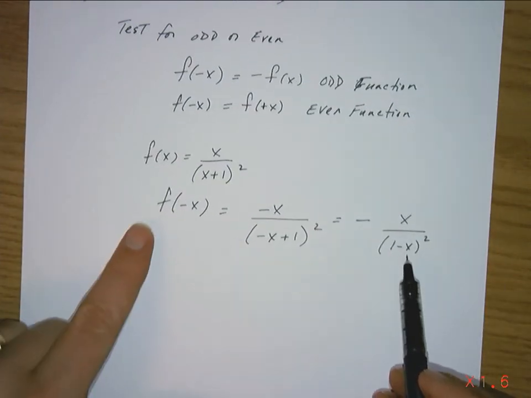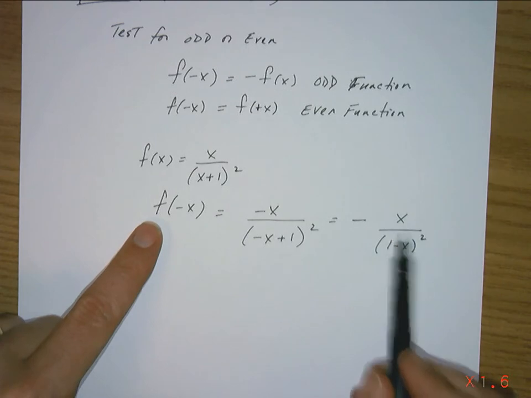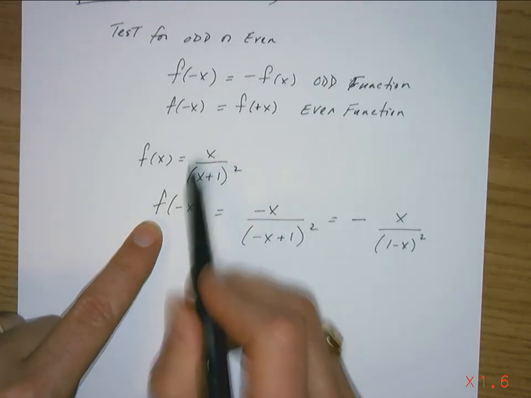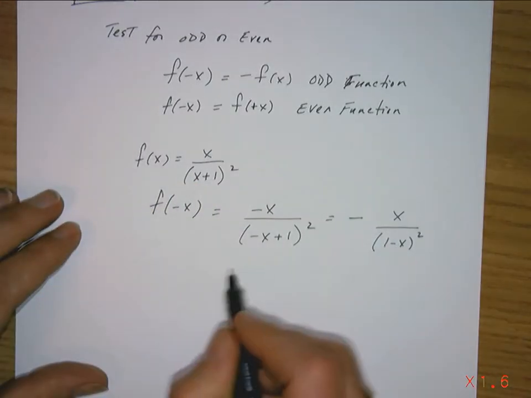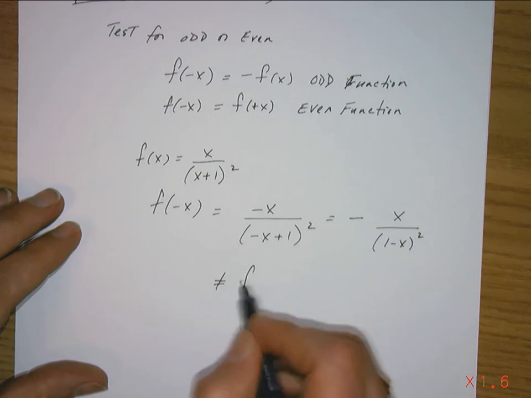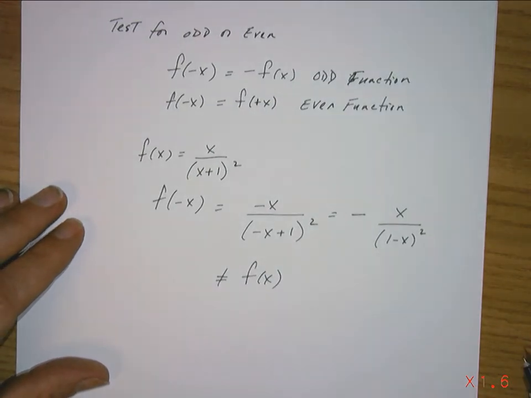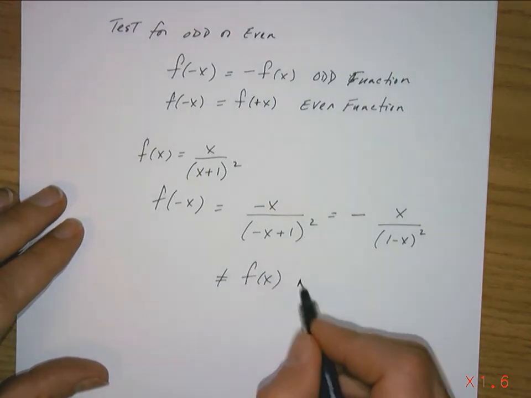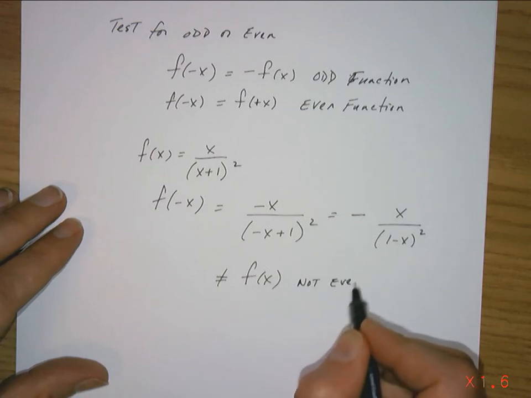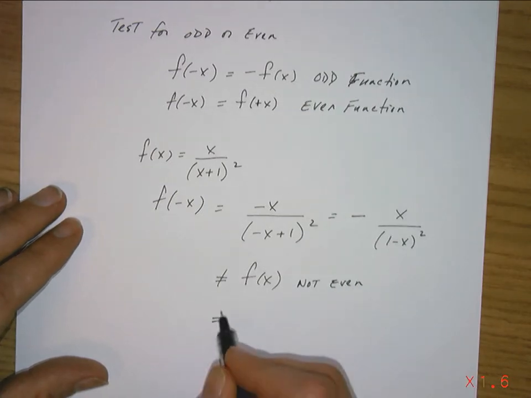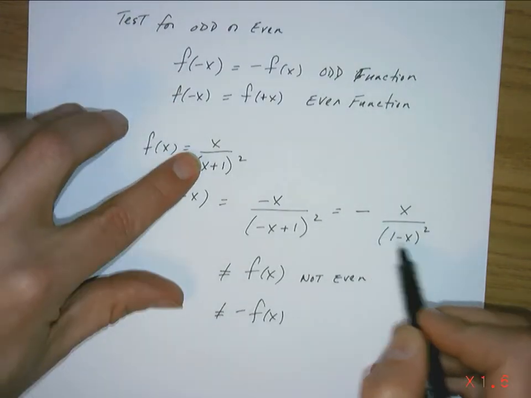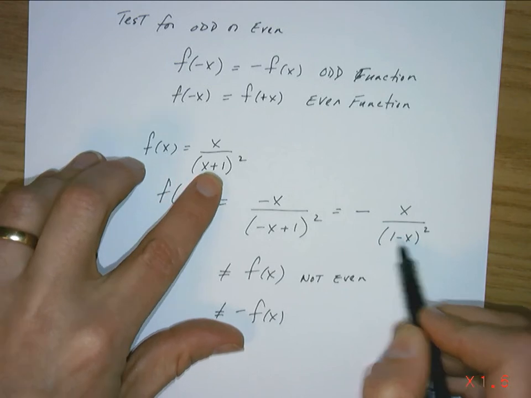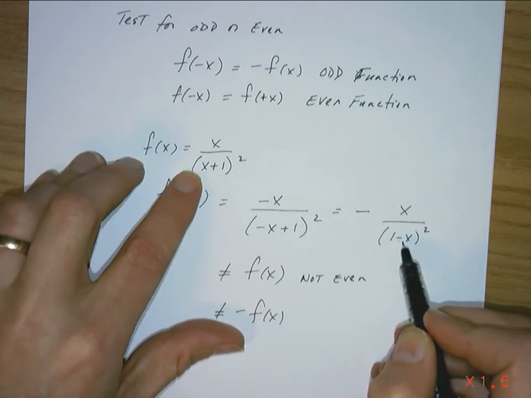So my question is, is this equal to this? Well, no, there's a negative there, and the x is negative. So we know that this is not equal to f of x. Okay, so therefore it's not even. And we also know that it's not equal to negative f of x. It's pretty close, but look, I've got a 1 minus x down here, and I've got a 1 plus x.